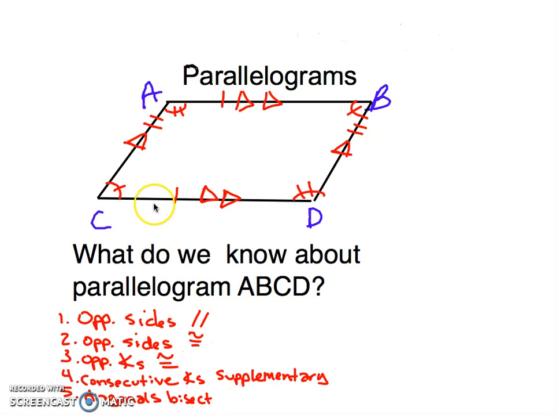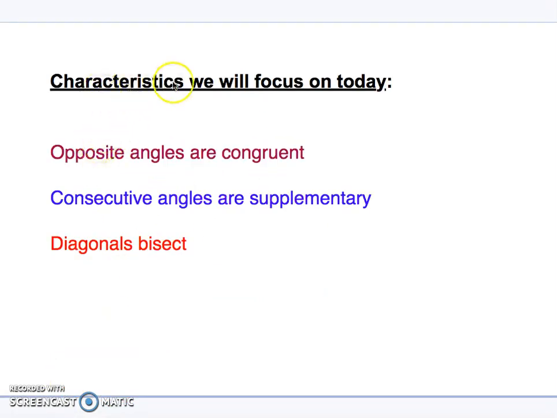And the last thing we have is that the diagonals bisect. So if you had your diagonals drawn in here, since they bisect, they would also be congruent. So here's the diagonals bisecting in the green lines here. We can see that this side would be congruent with this side, and this side would be congruent with that side. Here are the characteristics that we're going to focus on today. Opposite angles are congruent, consecutive angles are supplementary, and diagonals bisect.